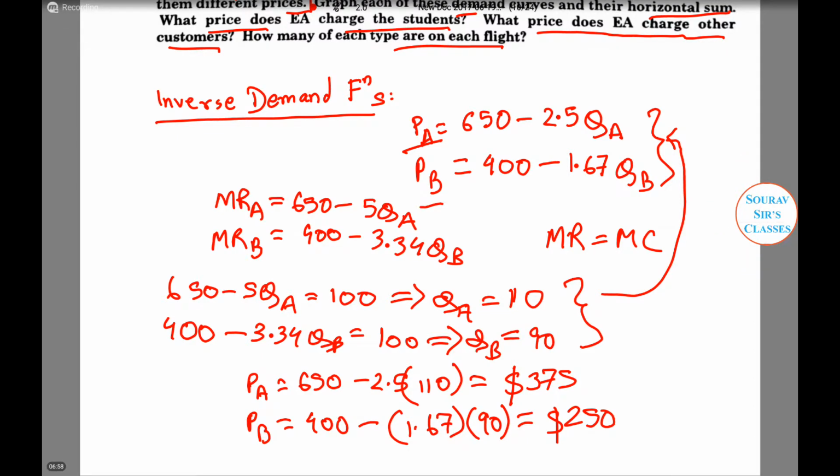Thus, we see that since such distinguishing is possible, Elizabeth finds it profitable to charge a higher price to A and a lower price to B. This is because type A travelers have a less elastic demand at any price. Let's see the graph.